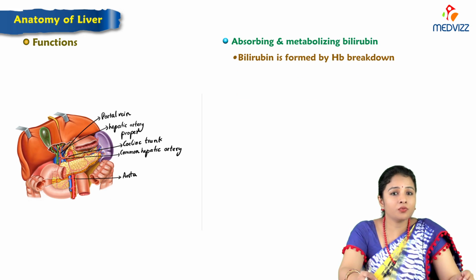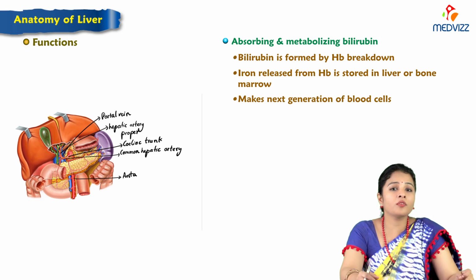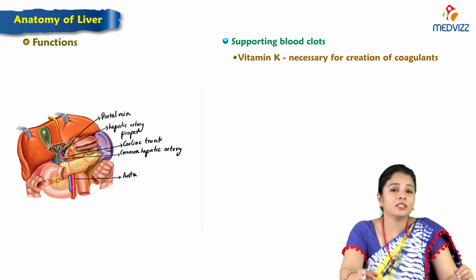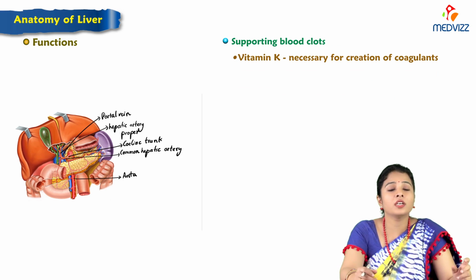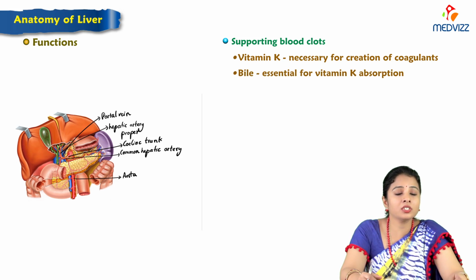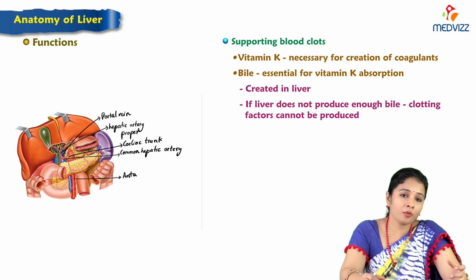Another function is absorbing and metabolizing bilirubin. Bilirubin is formed by the breakdown of hemoglobin. The iron released from the hemoglobin is stored in the liver or bone marrow and used to make the next generation of blood cells. Next, supporting blood clotting. Vitamin K is necessary for creation of certain coagulants that help to clot the blood. Bile is essential for vitamin K absorption and is created in the liver. So if the liver does not produce enough bile, the clotting factors cannot be produced.